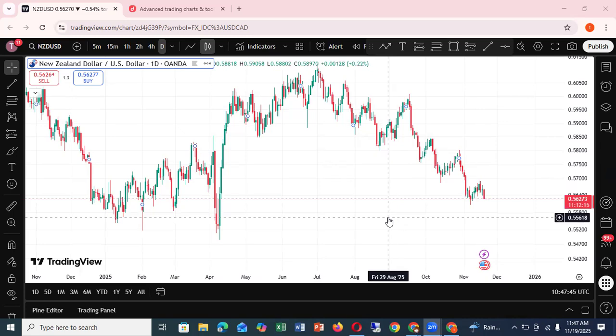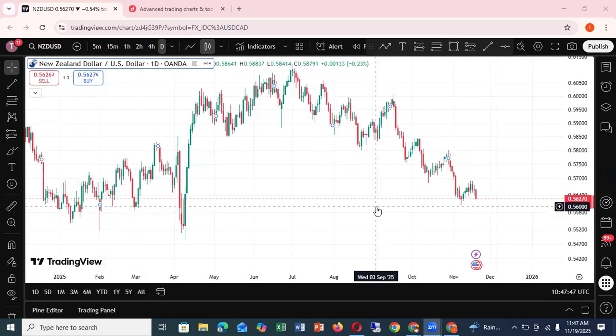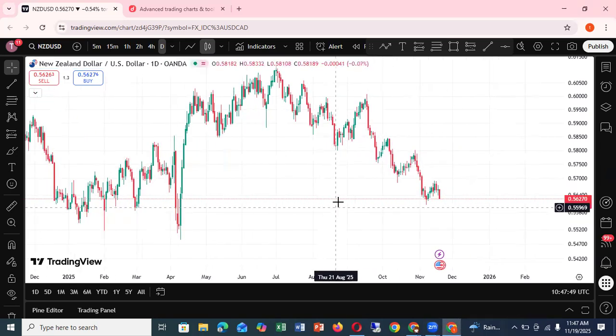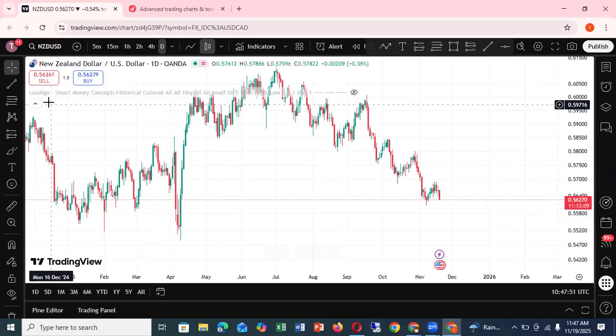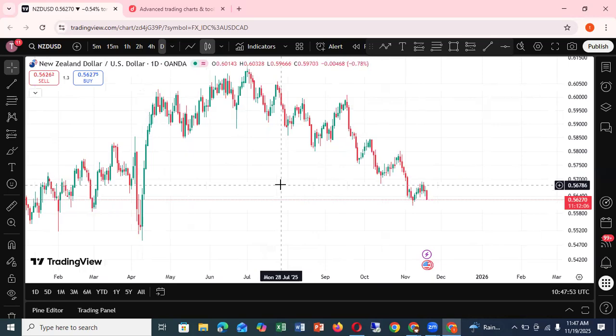So, I'm going to be doing a breakdown on NZD. I will place my chart now on the daily time frame. My chart is currently on the daily time frame.